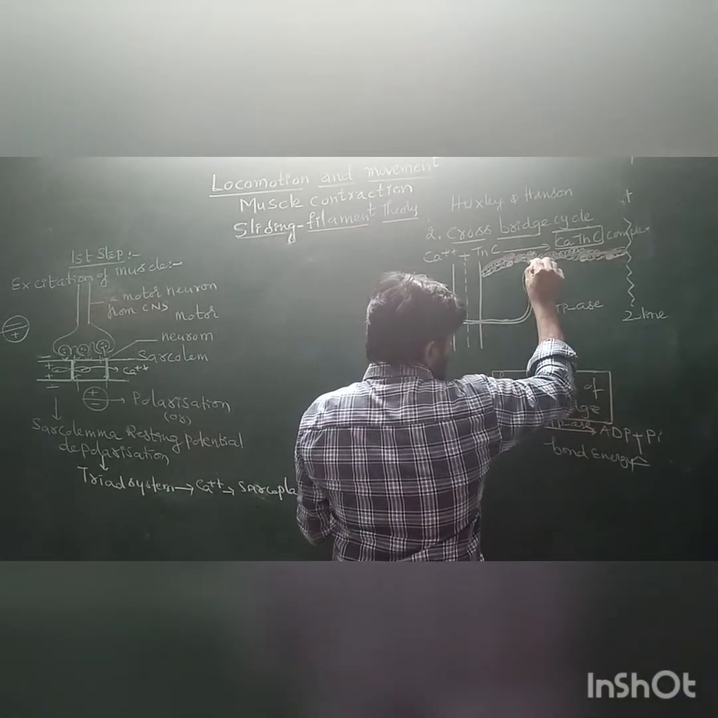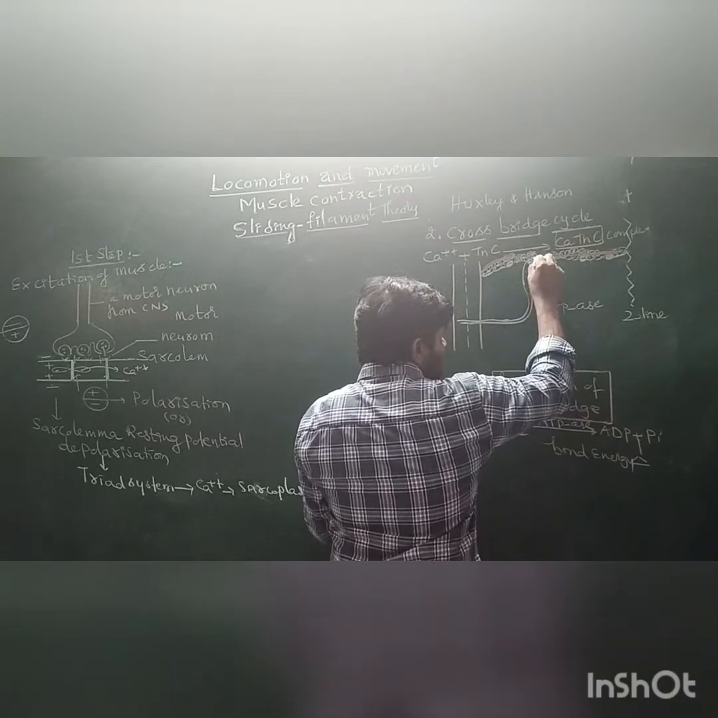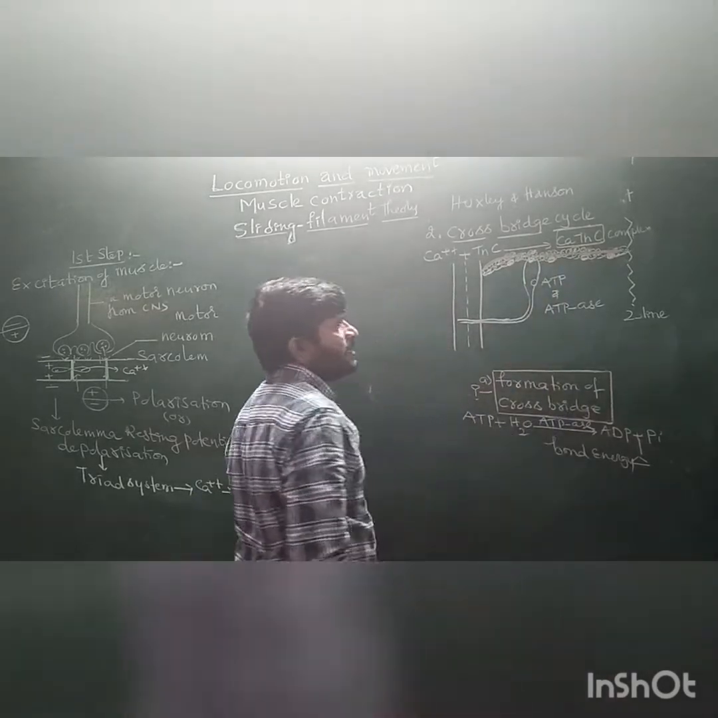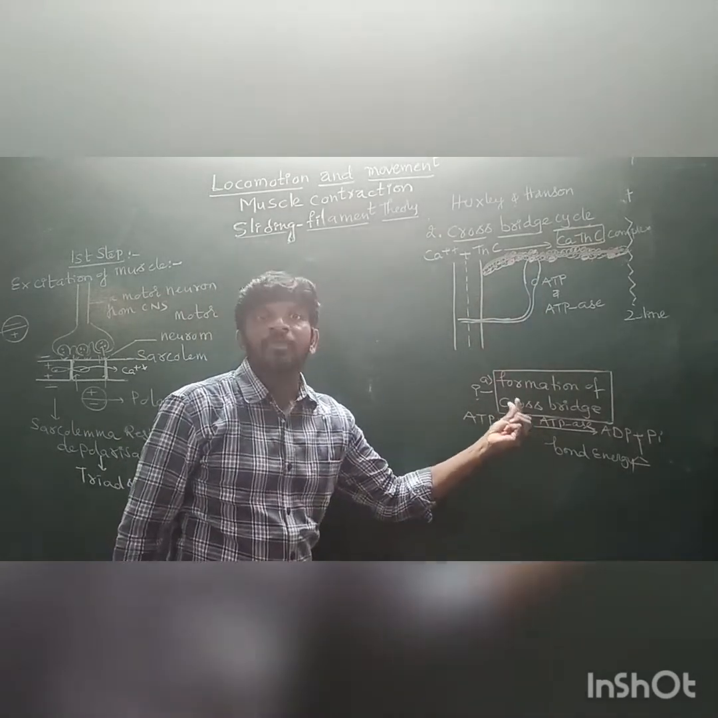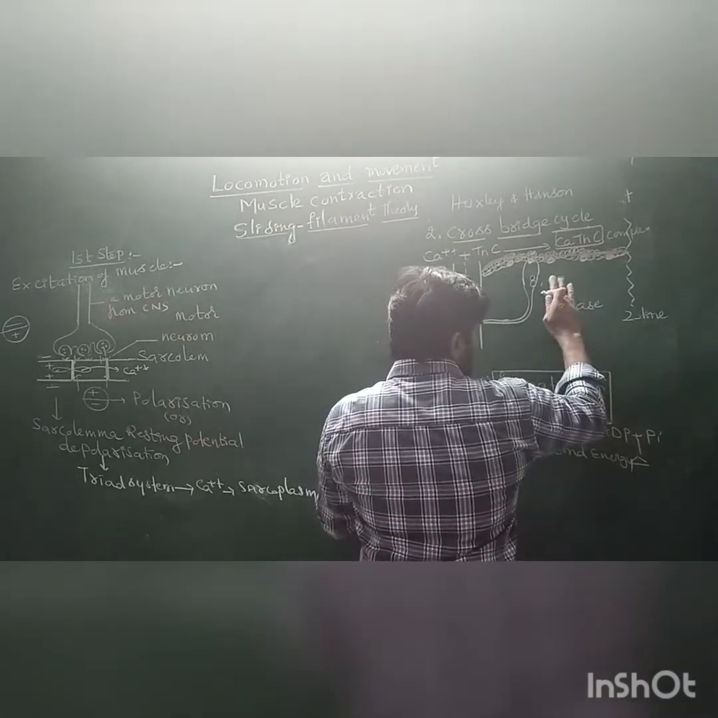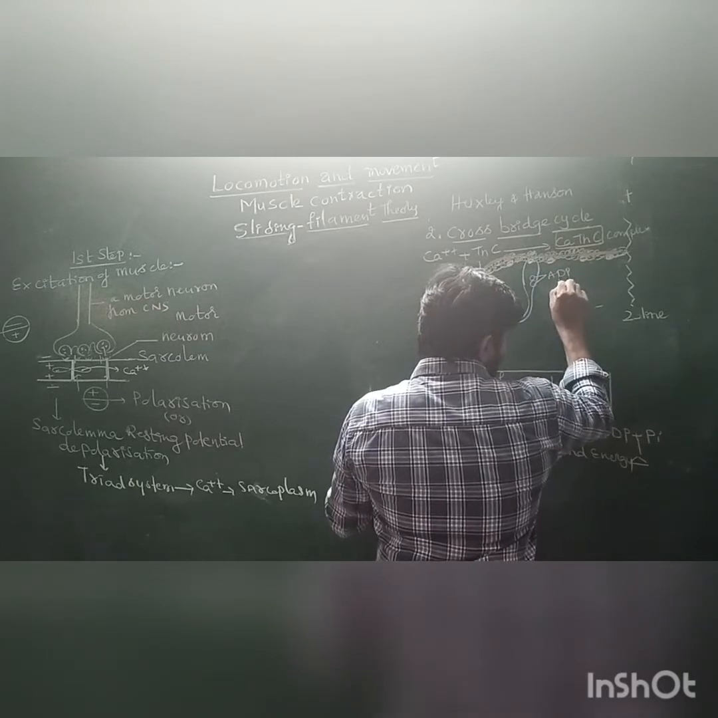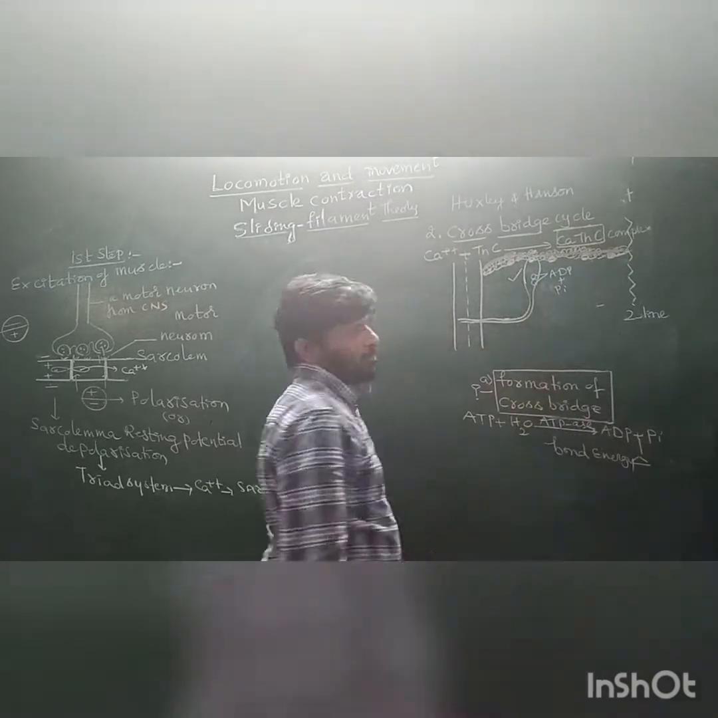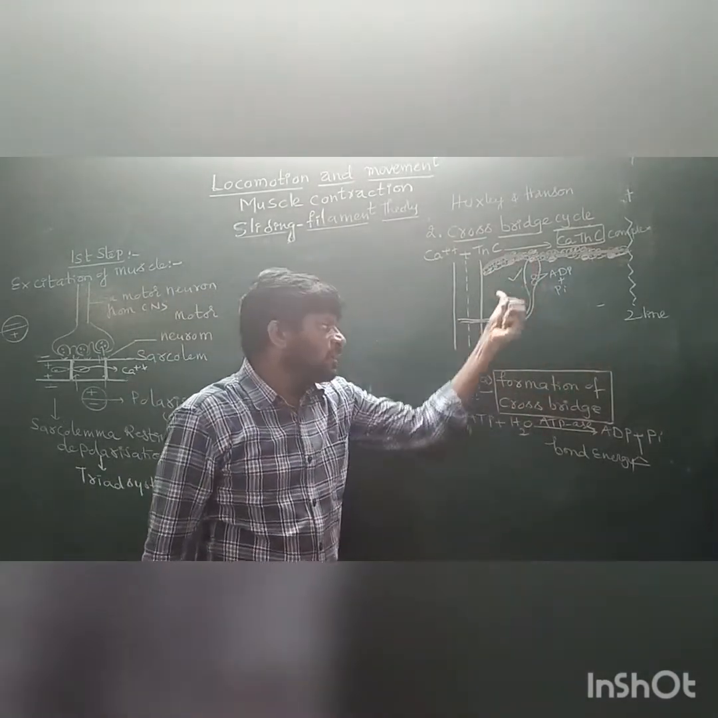After the formation of the cross bridge, the second cycle is the power stroke. Power stroke can be called rotation. Rotation can be called sliding. What is that sliding? I told you in the beginning of this class that only thin filaments are sliding over the thick filaments. Thick filaments are always stationary, and this sliding of the thin filament is called sliding.